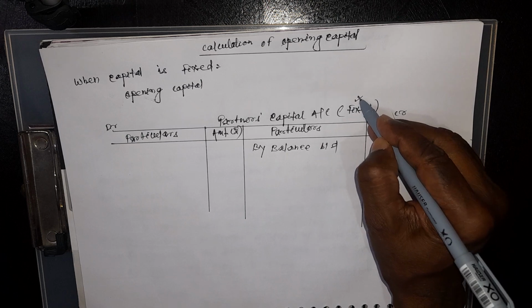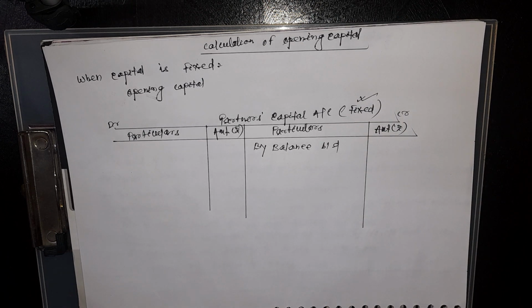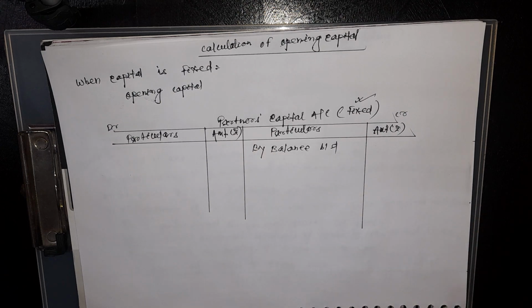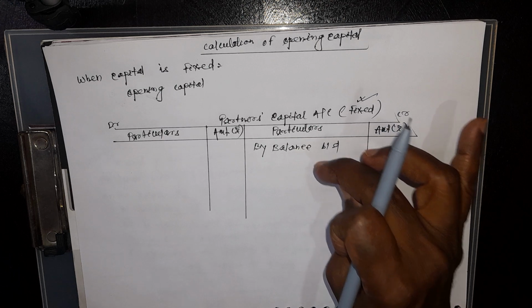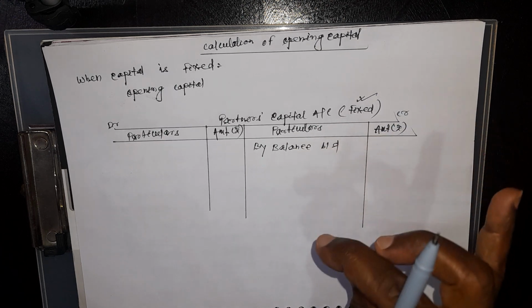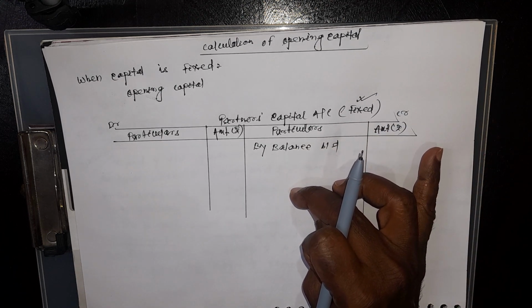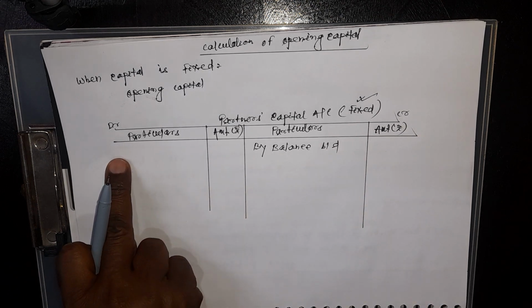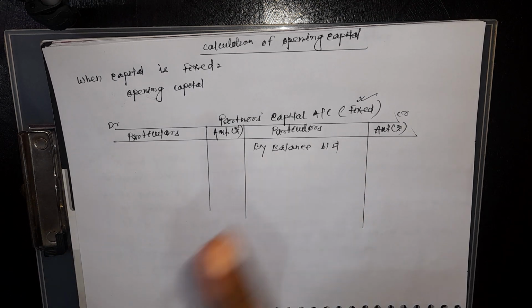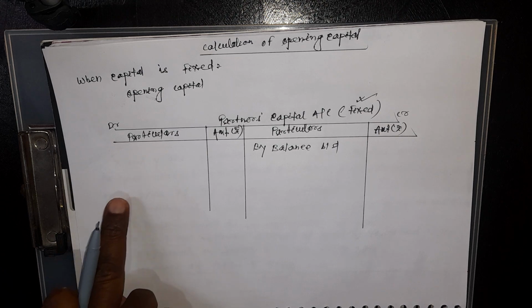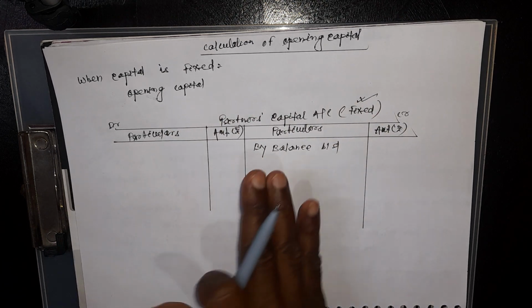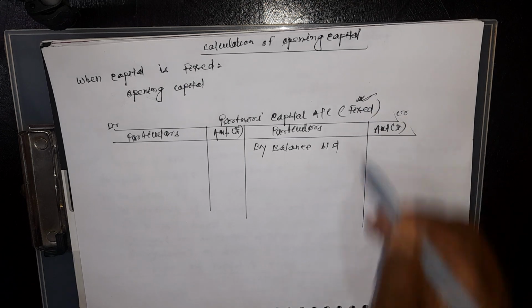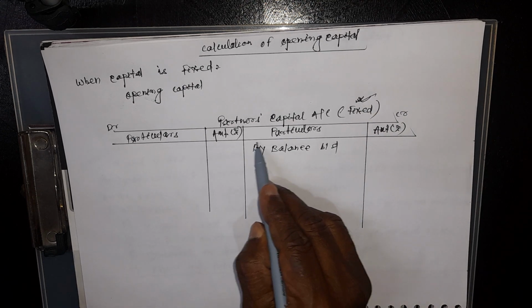Already I told you, when the capital is fixed, you have to maintain two accounts: one is the partner's capital account, another is the partner's current account. In the capital account only, you will write the opening capital, additional capital brought by the partner, capital withdrawn by the partner, and the closing capital. These are the things you write in the partner's capital account when the capital is fixed in nature.